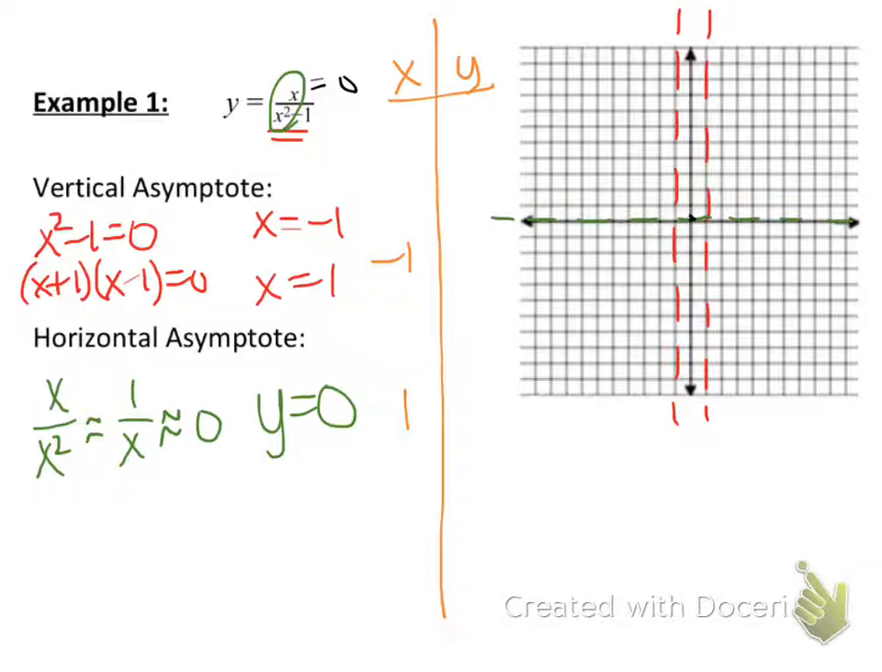And I'd like you to pick at least 3 points in each part of the graph. So 3 points to the left: -4, -3, -2. And in this case, we're going to have to pick fractions in order to be able to pick 3 points between. So negative half, 0, and half. And then 3 points to the right: 2, 3, and 4. And we're just going to take those points and plug them into our function.